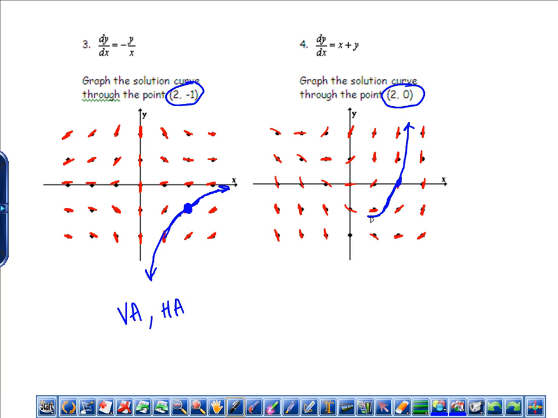We do know, though, that it has to bottom out, and it is going to trend towards this line, since everywhere along this line the slope is negative 1. That's going to be the end behavior here. And this does look like a slant asymptote.